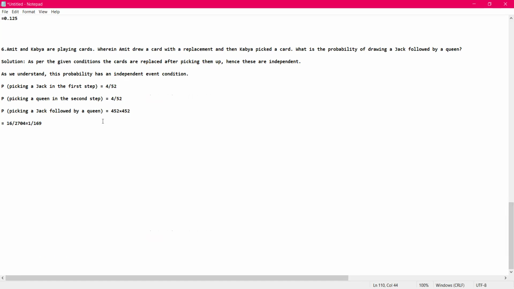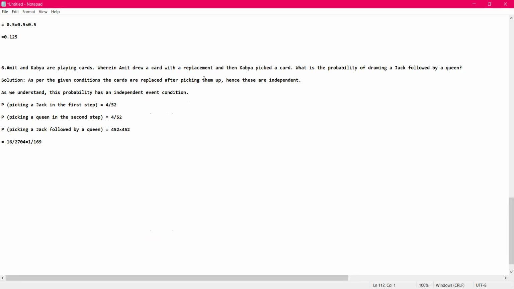And also Kavya picked a card, like Amit. So they are asking the question: what is the probability of drawing a jack followed by a queen? So after picking a jack, what is the probability of drawing a queen, or what is the probability of drawing a jack after picking a queen?